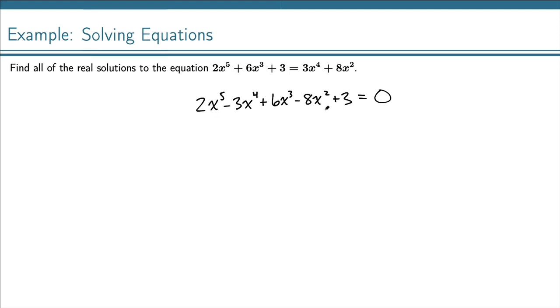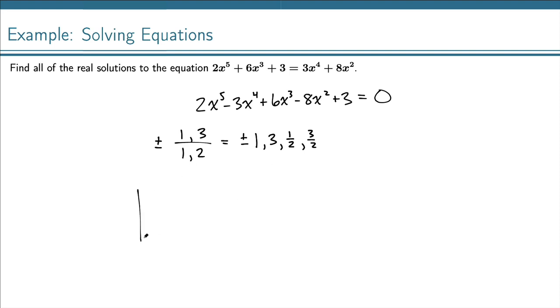Now we know that the zeros of a polynomial with integer coefficients are plus or minus the integer factors of the constant term, so 1 or 3, divided by the integer factors of the leading coefficient, so 1 or 2. So that's plus or minus 1 over 1, which is 1, or 3 over 1, which is 3, or 1 over 2, which is 1/2, or 3 over 2, which is 3/2. And these are the things that we need to check.